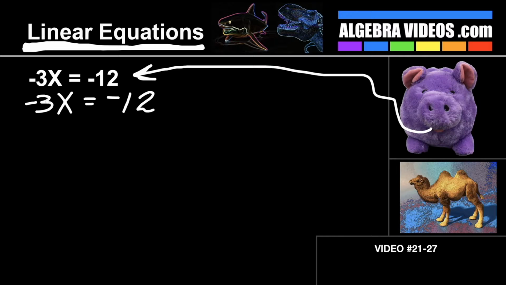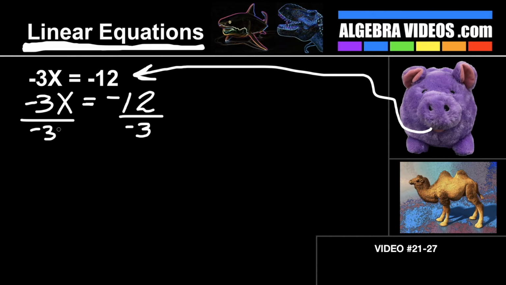Okay. And I want to get rid of this 3. So I can do anything I want to both sides of an equation anytime. And the two sides will always stay equal if I do that. So I could multiply by anything. I could divide by anything. I could add anything to both sides. I could subtract anything from both sides. In this case, I'm going to choose to divide both sides by a number. And that number is negative 3. I'm dividing both sides by negative 3.